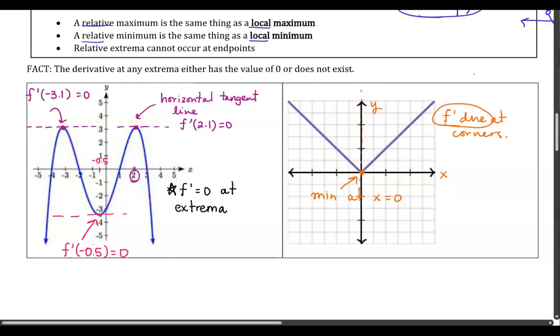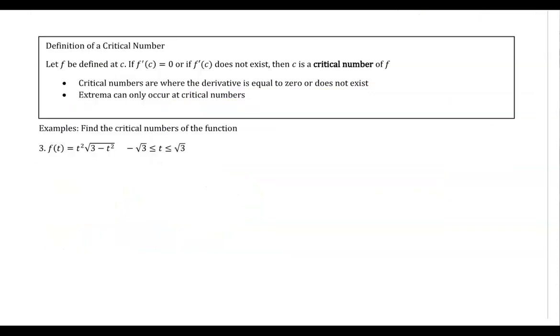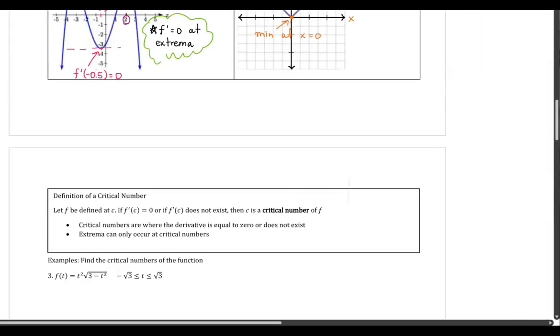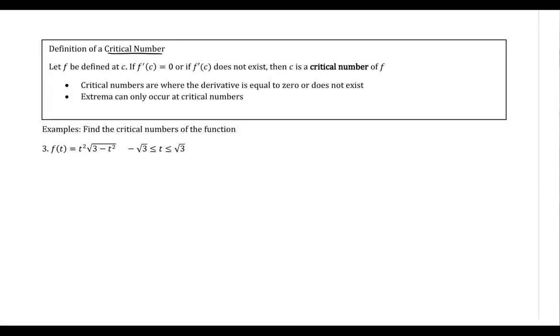So when we start our search for extrema, we're going to be interested in where the derivative is equal to 0 and where the derivative does not exist, because those are the two places where it is possible that we have extrema. And those two values are so critical to our search for extrema that we call them critical numbers. Critical numbers are the x values, where the function is defined, where the derivative either equals 0 or does not exist.